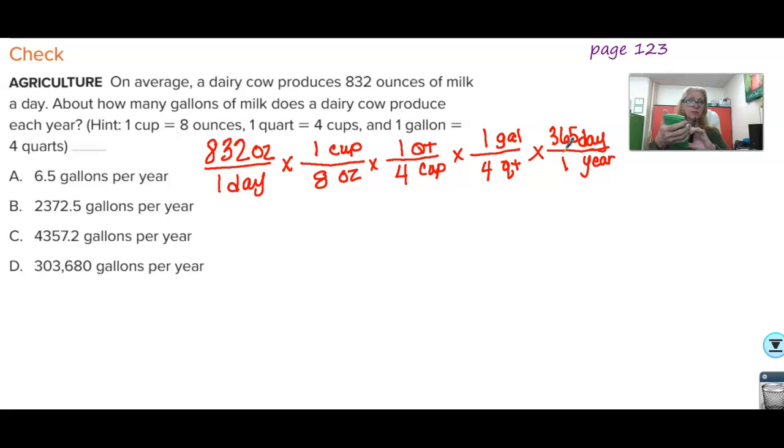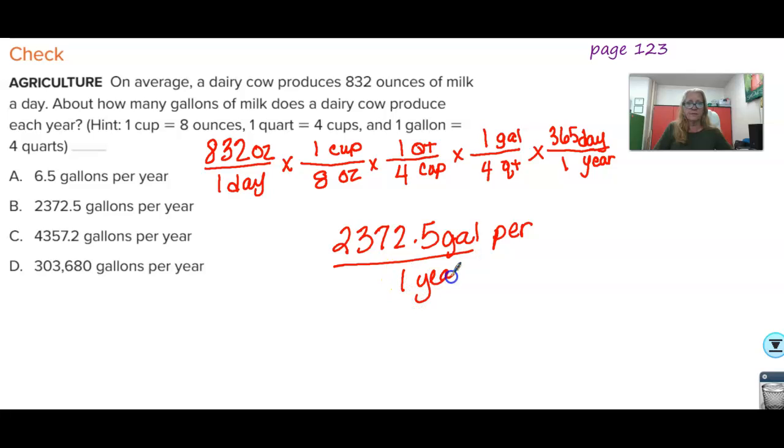So since I have no children to do this for me, 832 divided by 8 equals, divided by 4 equals, divided by 4 equals, times 365 equals, I get that your average cow produces 2,372.5 gallons per year. Well, I guess I'm supposed to do it this way in 1 year. Forget about that. Oh, so the answer was B. Okay.